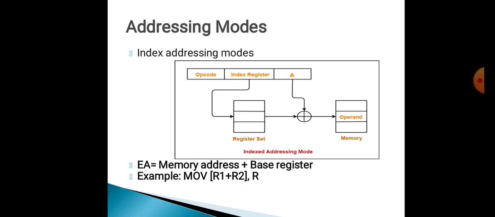Example: move R1 plus Ri, R. In this instruction, the main memory address is given by register R1 and the reference register Ri gives a positive displacement. The content of the memory address generated by the addition of the main memory address and displacement is copied to the register R.